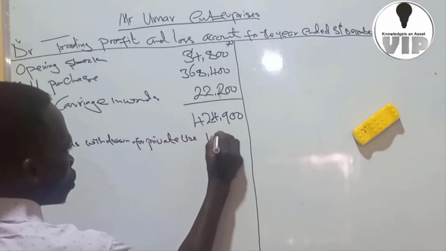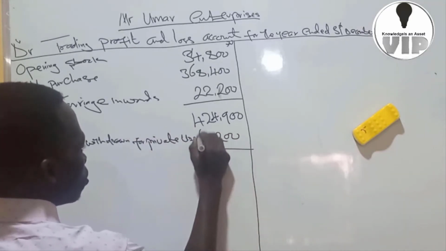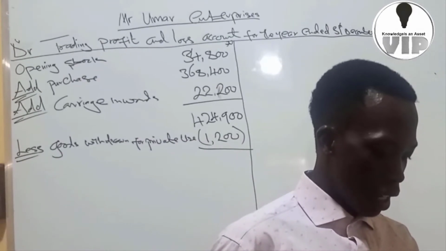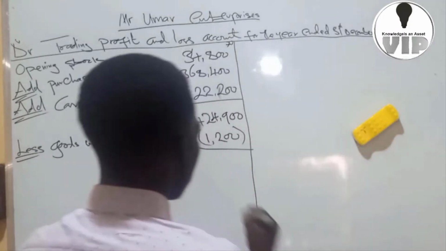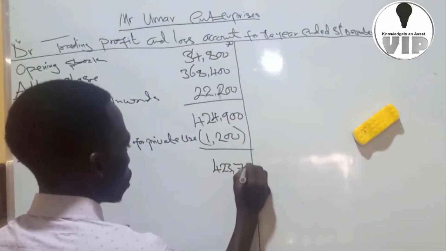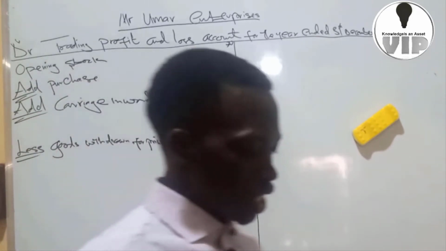Is 1,200, then minus it from here. Then what we get is 423,700. Then what next? Then there's goods return.